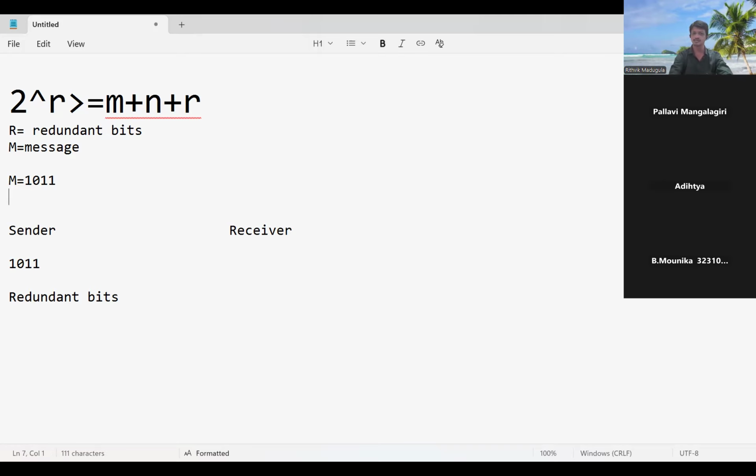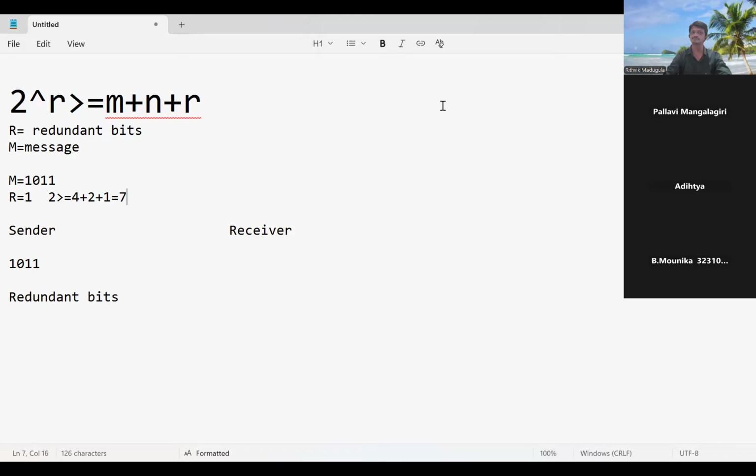Let us just consider R is equal to 1. So 2 power 1 is 2. It should be greater than or equal to M plus R plus 1. M is 4 bits: 4 plus 1 plus 1. So 4 plus 1, 5, plus 1, 6. So it's not right.